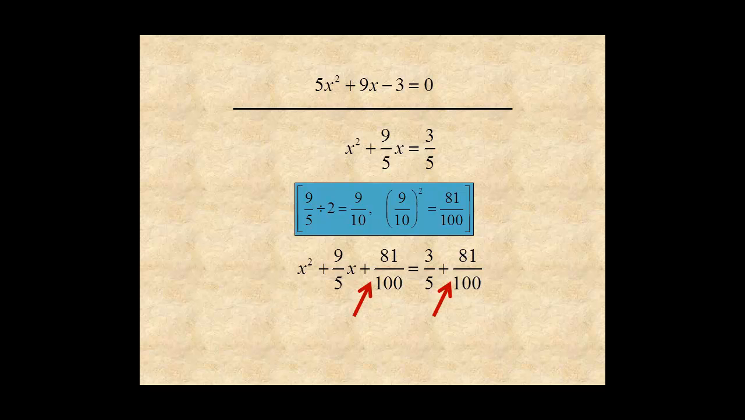Then on the left side of the equation, this quadratic expression factors as x plus 9 over 10 squared. And on the right side of the equation, 3 over 5 plus 81 over 100 is 60 over 100 plus 81 over 100, which is 141 over 100.